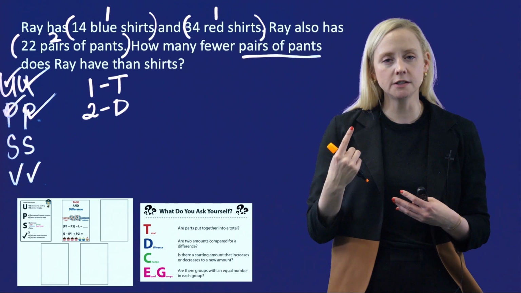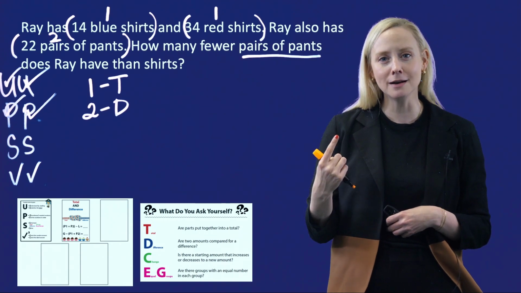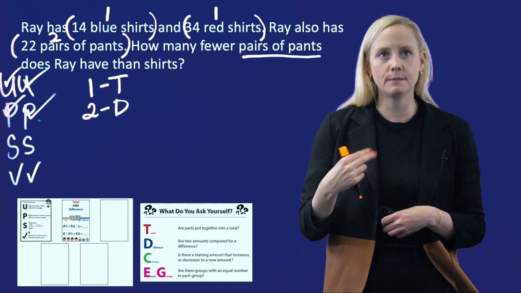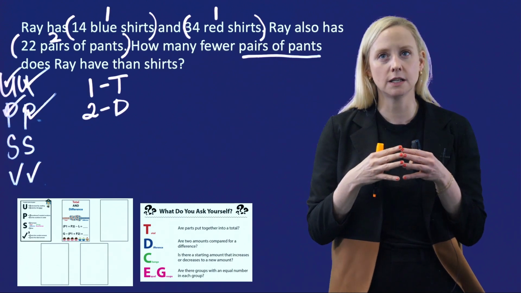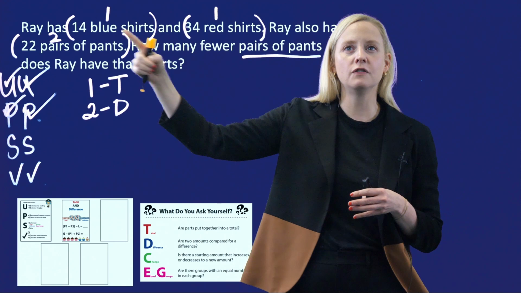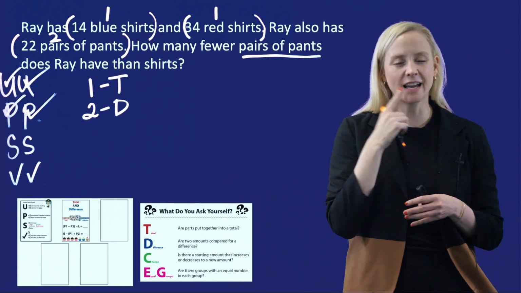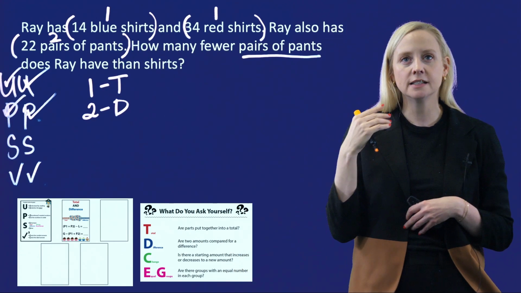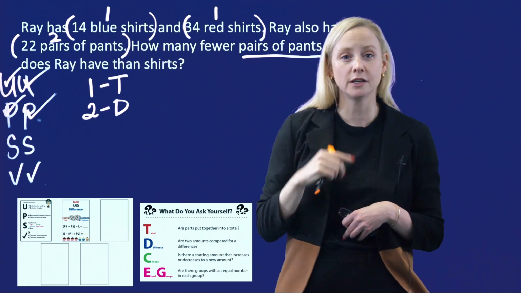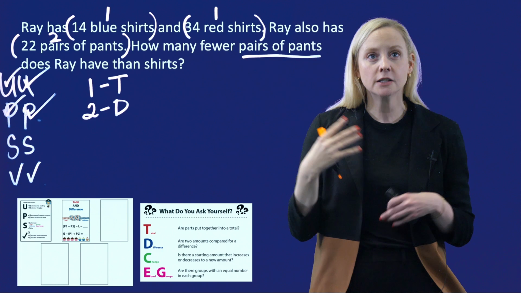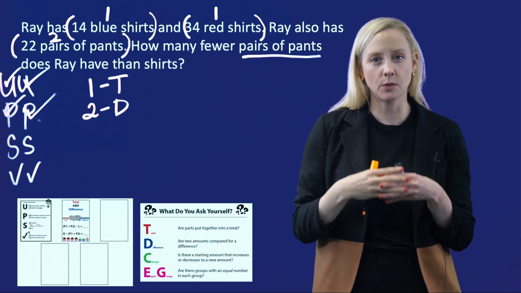Remember, we use our first equation when the combined amount is greater and the second equation when our combined amount is less. So we know when we're combining, that's the total schema. So we're combining 34 and 14. I can do a little mental math and say if I'm combining 34 and 14, that's going to be greater than 22 pairs of pants. So my combined amount is going to be greater.